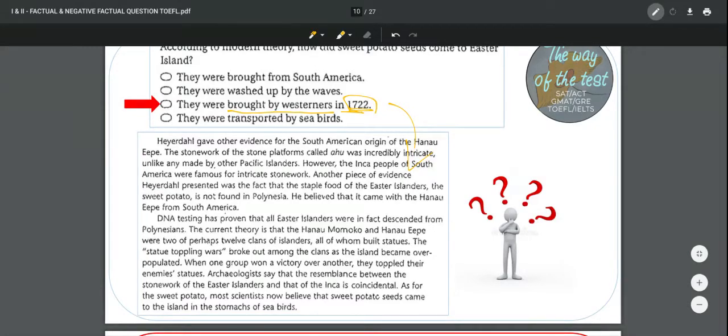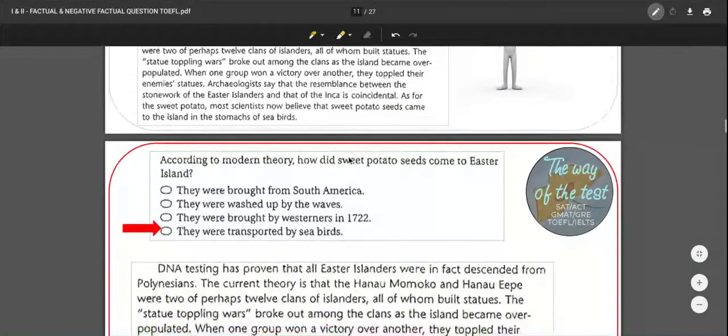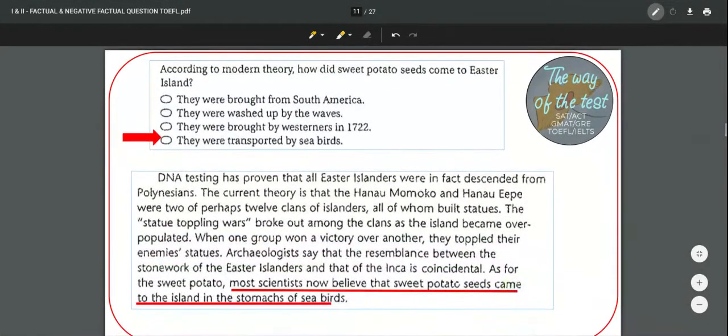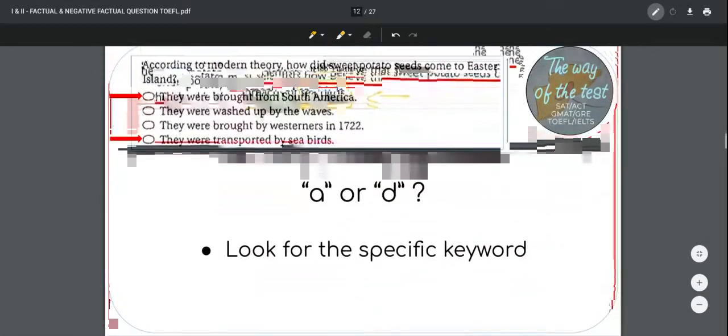Remember the process of elimination that we saw in a previous video? If it's not the right word, it's not my answer. Whatever the other part of the alternative says is not my answer. And we're going to go to the last alternative. They were transported by seabirds, and we find information on the last line of the paragraph. It says most scientists believe that they were transported in the stomachs of seabirds. We have seabirds.